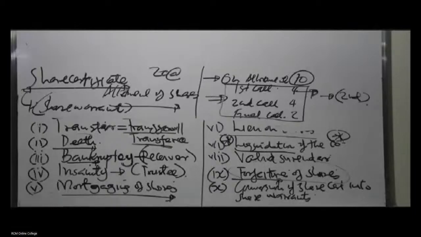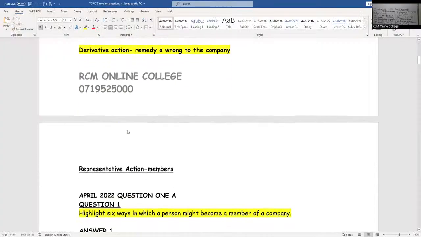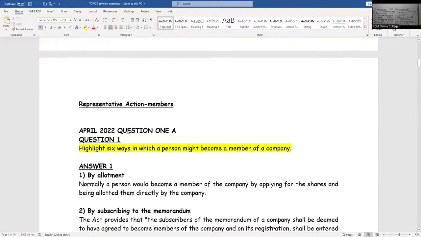So that was in April. But let me show you the one they tested on membership. There are a few questions here regarding membership. Membership is topic 3. So we look at this question here. April 2022, question number 1A. Highlight 6 ways in which a person might become a member of the company.